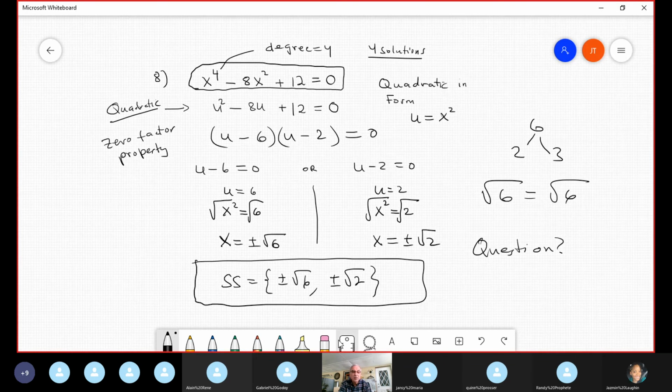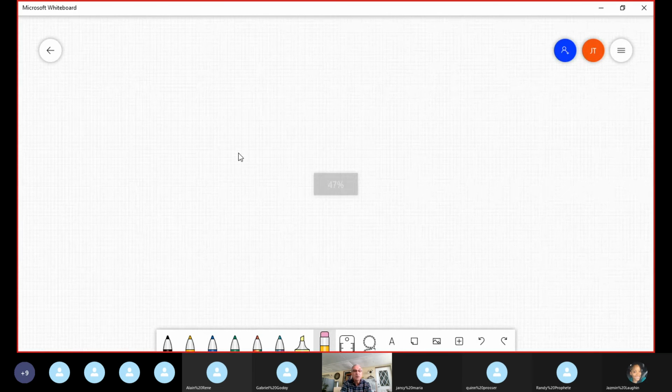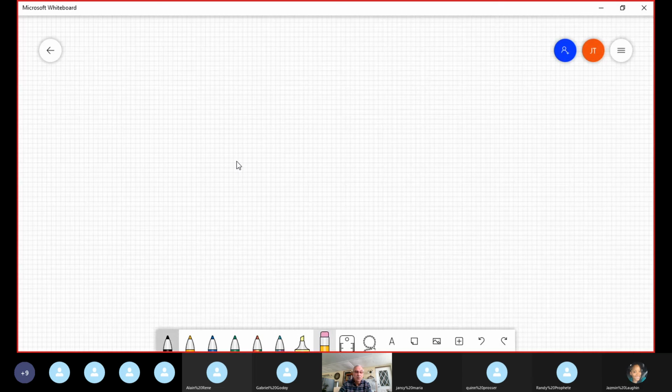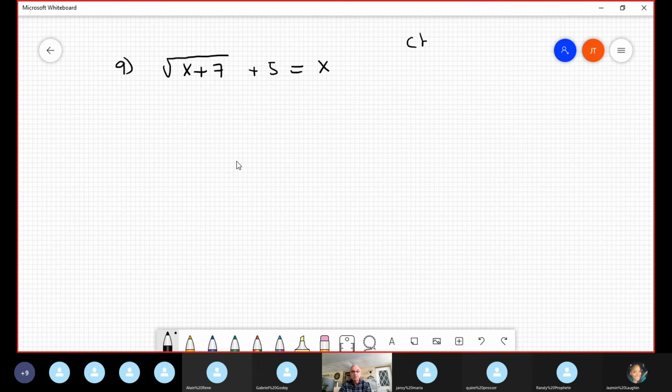Okay, let's move on to number 9. Number 9 is a radical equation. Wow, this is hard. And don't forget, radical equation, checking. It's important, checking a radical equation. It's square root of x plus 7, plus 5 outside, equal to x. This is my radical equation. You see at least one radical. And remember, mandatory checking. Because frequently, we get extraneous solutions. You have to check it, mandatory. So you isolate the radical.